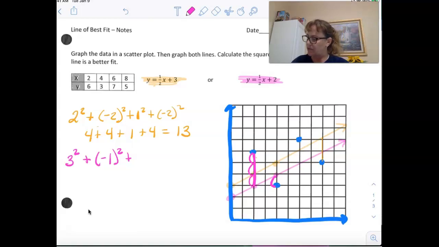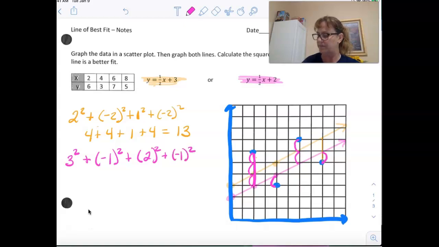Plus, for the next one, we did have to go up. We had to go up a positive 2. So that's a 2. I don't know why I put parentheses around it. You don't have to. Only around the negative. And then for this last one, we had to go down, so it's a negative 1 squared.